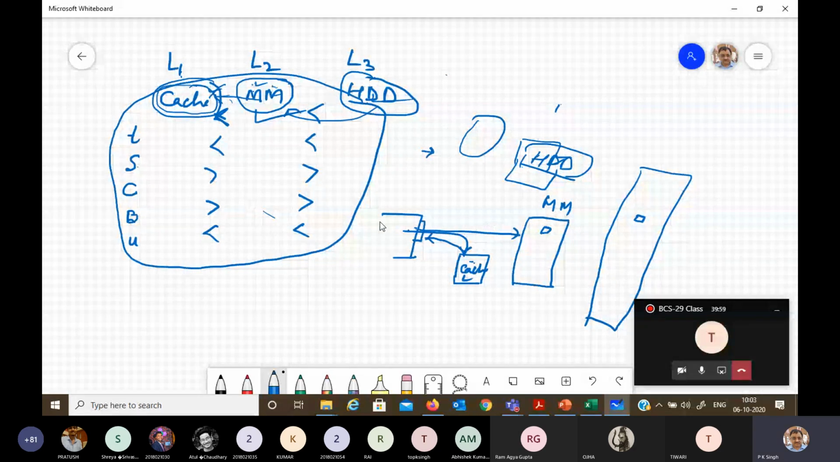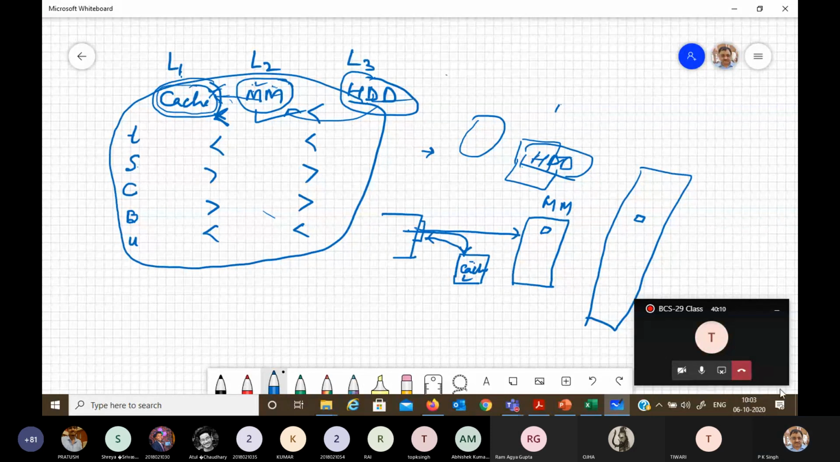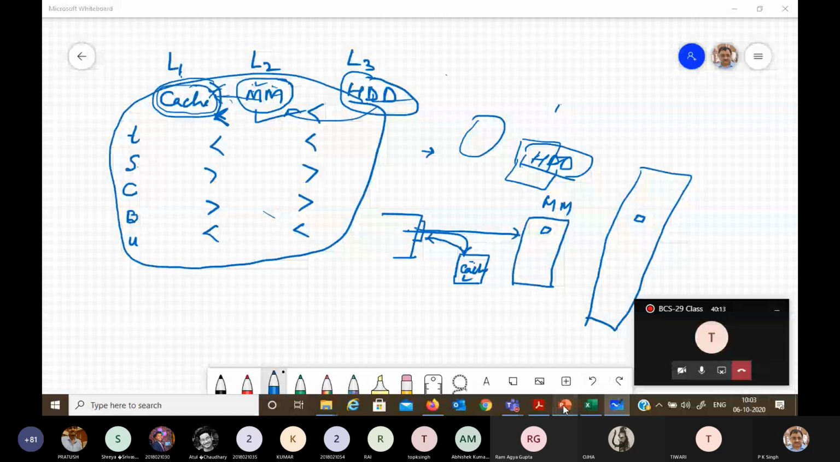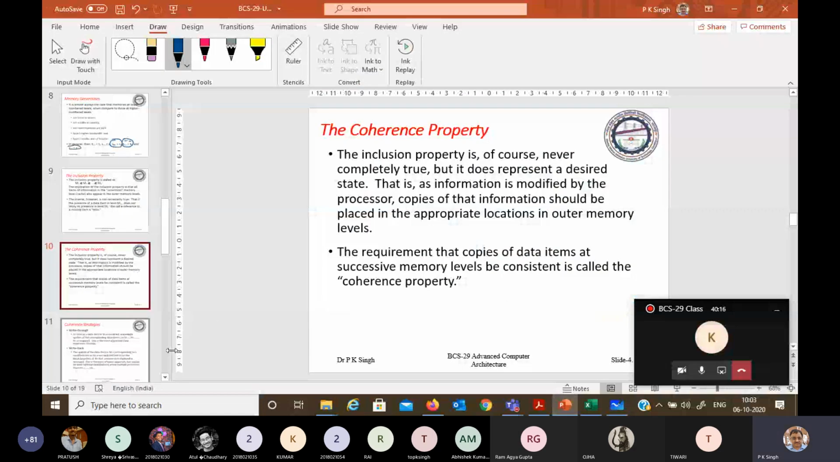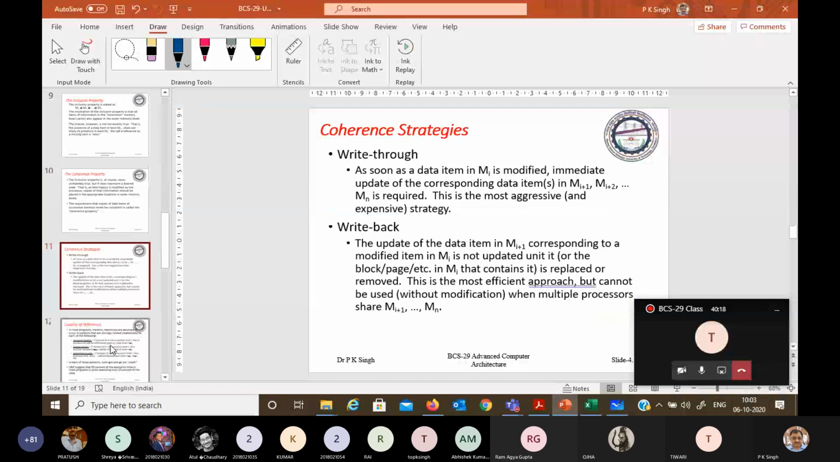So to address this, again we have several methods how we update the information, that we'll discuss. Next, how we address this coherence. To address, we have two techniques. One is write through and another is write back.